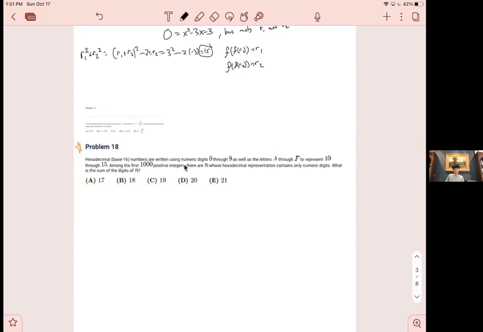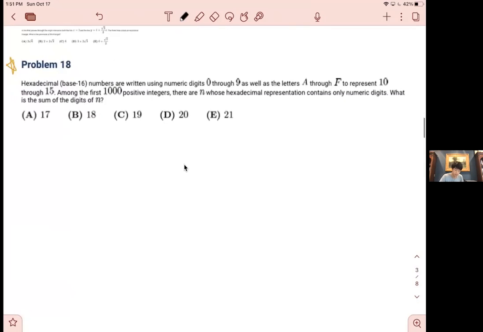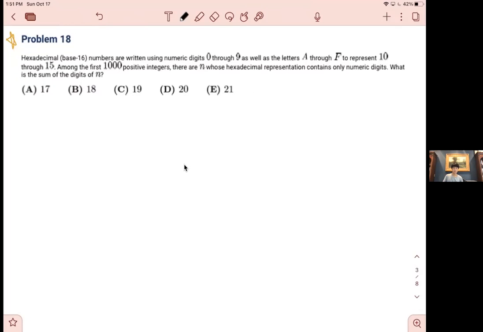Problem 18. Hexadecimal base 16 numbers are written using numeric digits 0 through 9, as well as the letters A through F to represent 10 through 15. Among the first 1,000 positive integers, there are n whose hexadecimal representation contains only numeric digits. What is the sum of the digits of n?